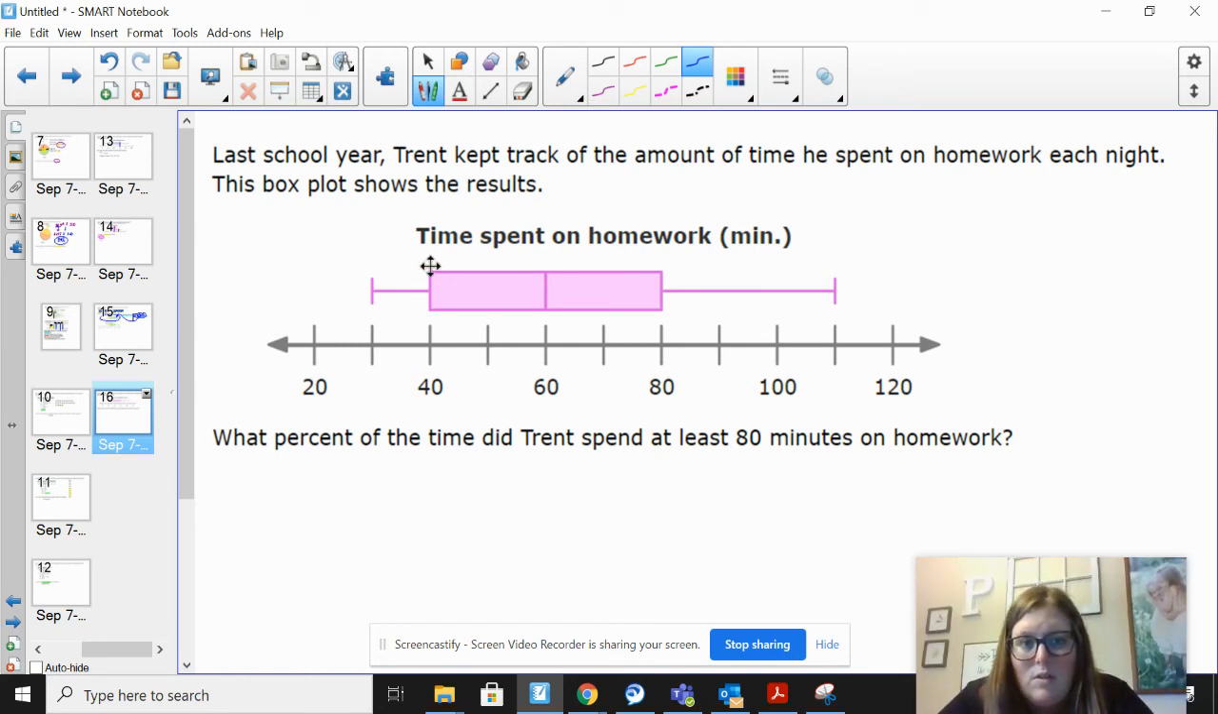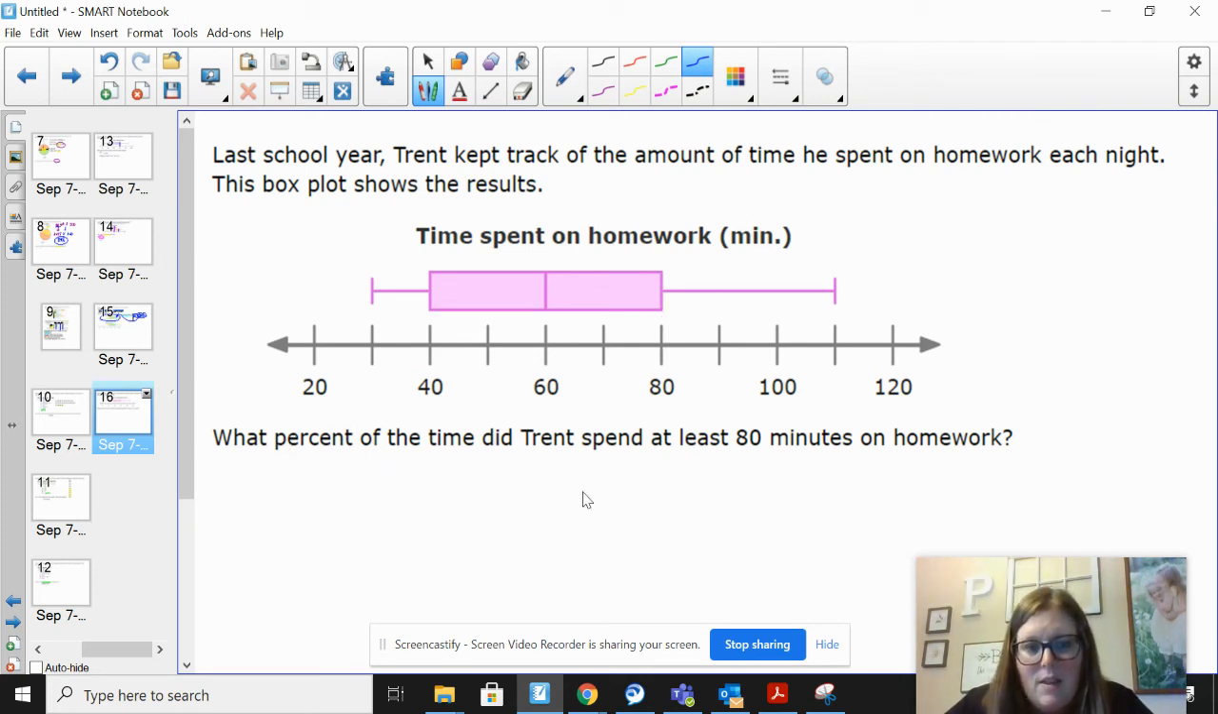So last school year, Trent kept track of the amount of time he spent on homework each night. This box plot shows the results. So it looks like the least amount of time was 30 minutes. The most was 110, median 60, lower quartile 40, upper quartile 80. So just kind of getting the lay of the land.